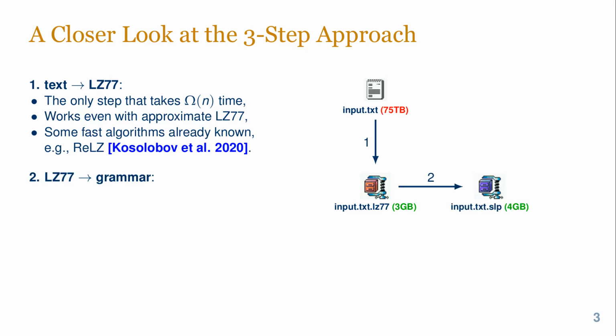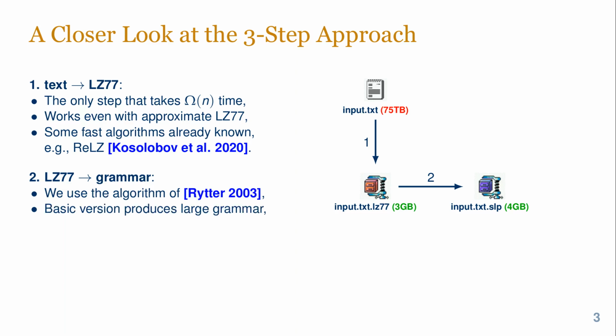The second step of the algorithm takes the LZ77-like representation of the text and converts it into a context-free grammar. This problem is solved by the classical algorithm of Rytter. Despite good theoretical bounds on its size, the basic implementation of this algorithm produces a grammar that is many times larger than some of the best grammar compressors. Furthermore, to the best of our knowledge, no highly optimized implementation of Rytter's algorithm is available.